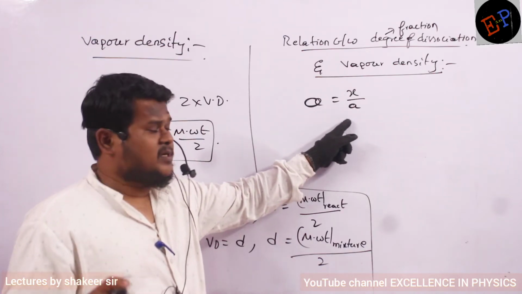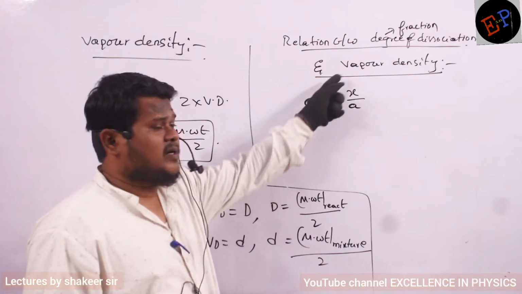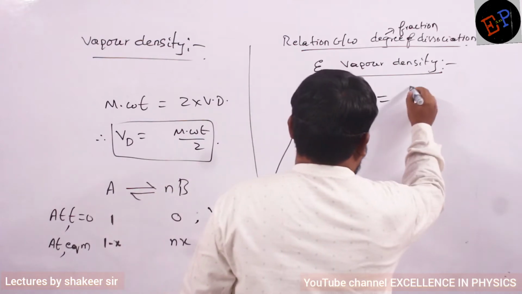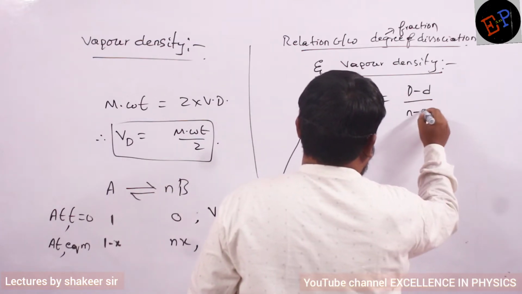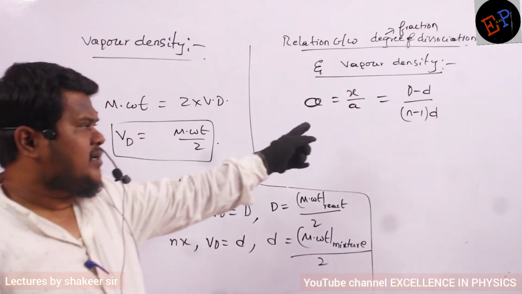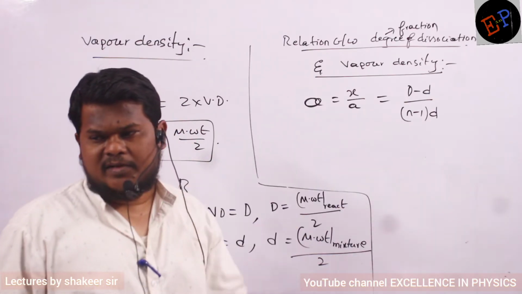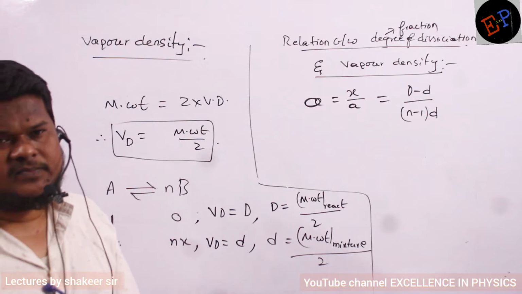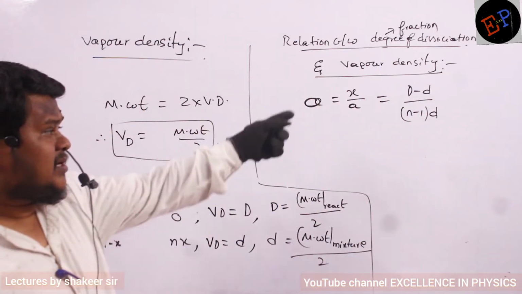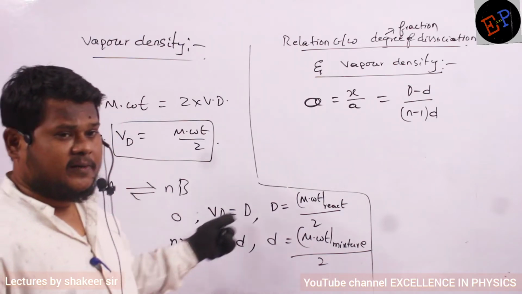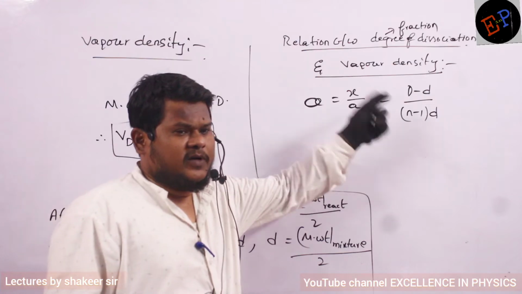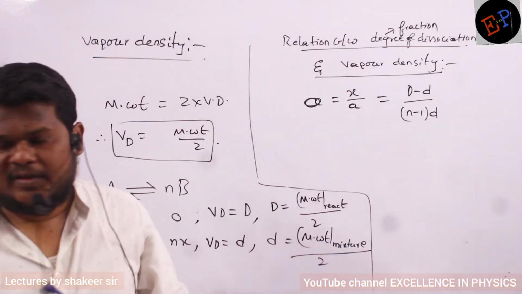So I want a relation between alpha and the vapor density, and the relation is written like this: alpha equals capital D minus small d, divided by (N minus 1) multiplied by small d. What is meant by capital D? Capital D means the vapor density at T equal to 0. Small d is the vapor density at equilibrium.